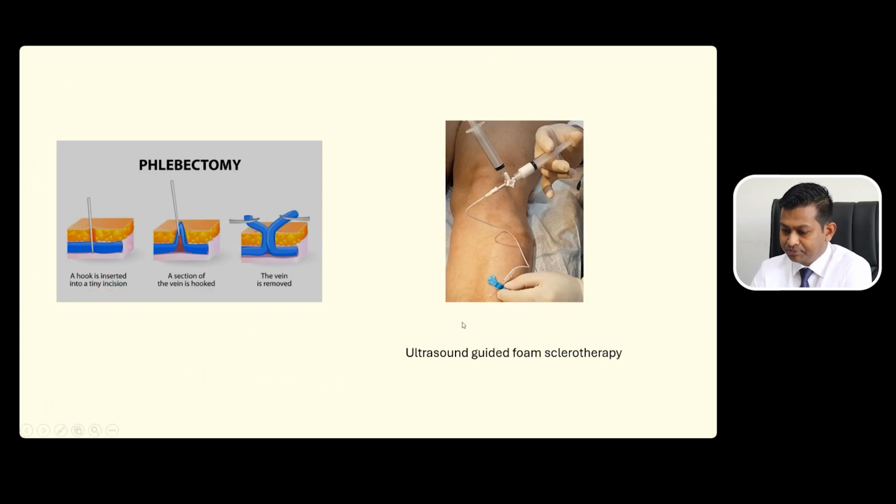And foam sclerotherapy. So this is how we do it. It's a foam injection, minimally invasive, going into the vein with ultrasound guidance and treating them.